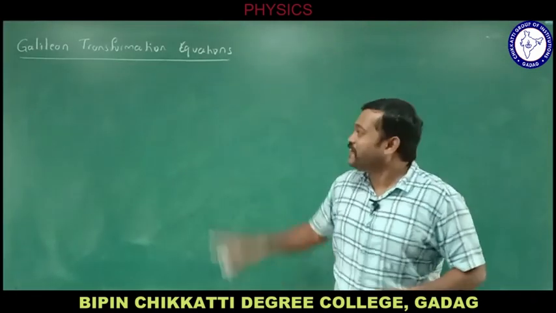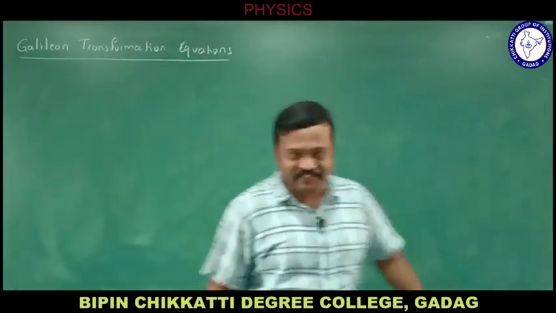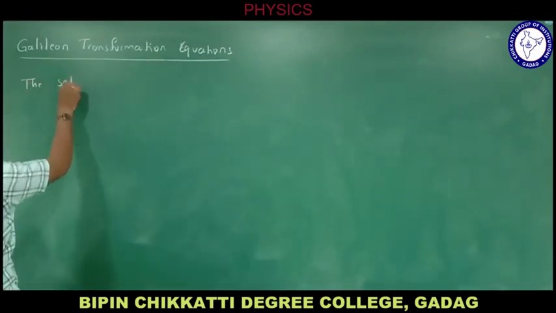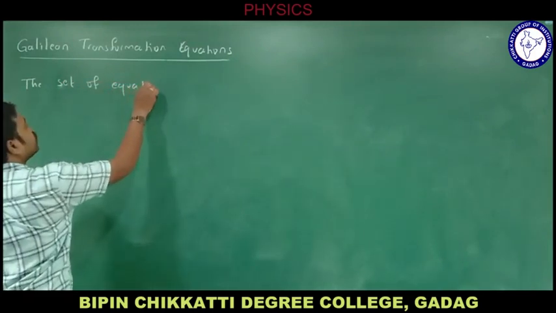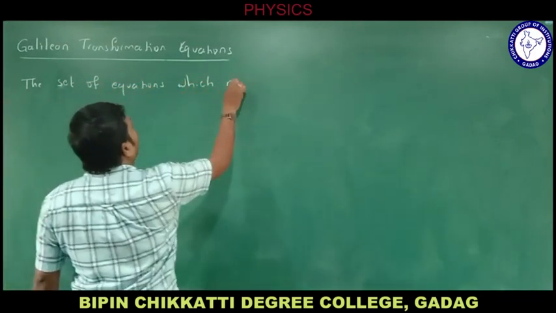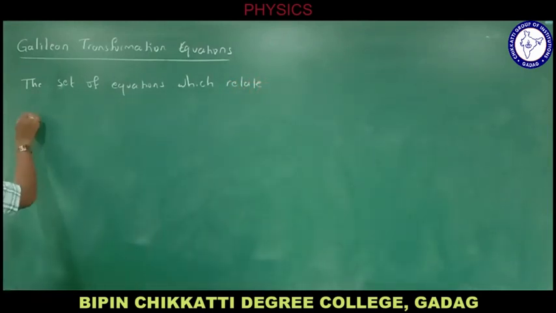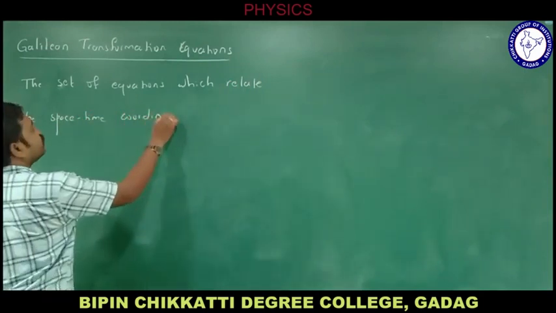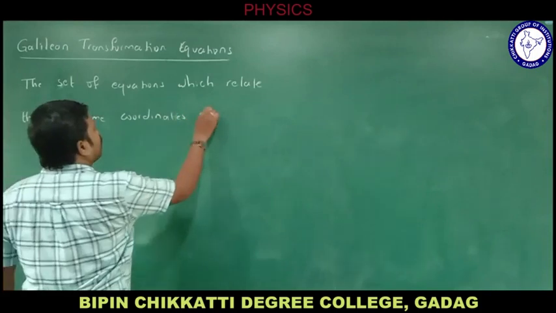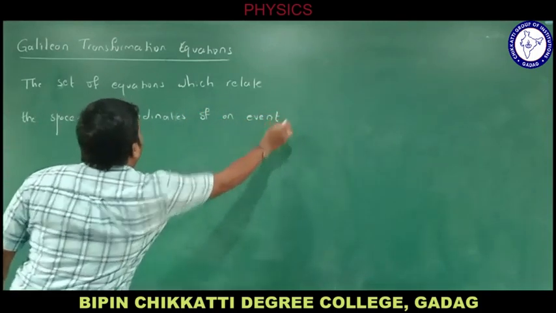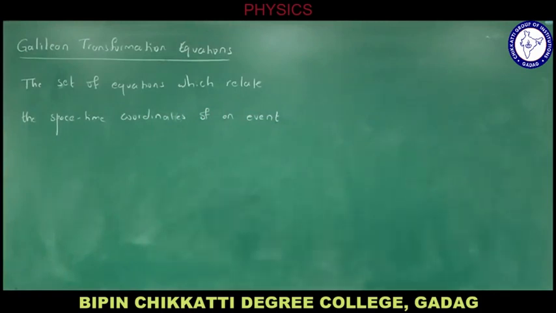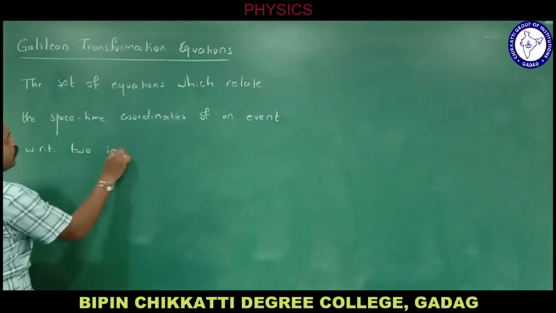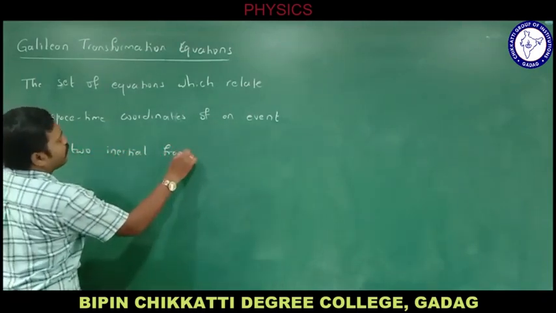Now let us move on to the Galilean transformation equations. What are these equations? These are the set of equations which relate the space-time coordinates of an event with respect to two inertial frames of reference.